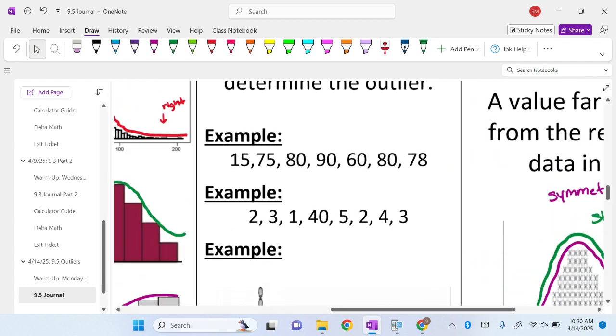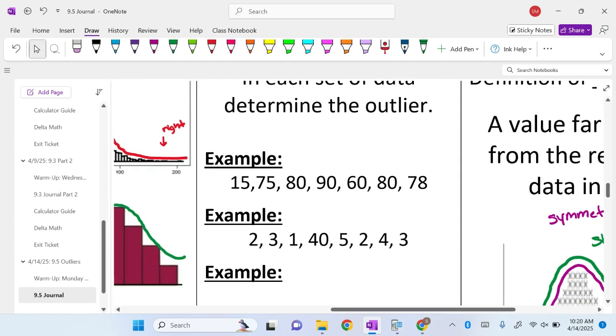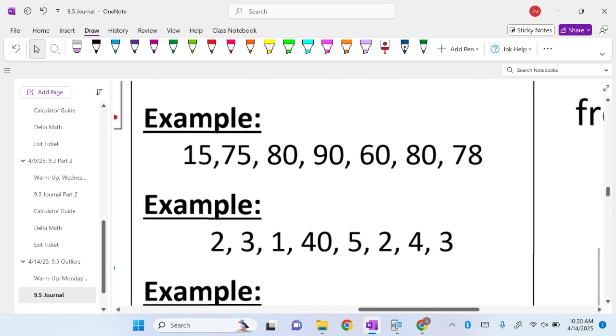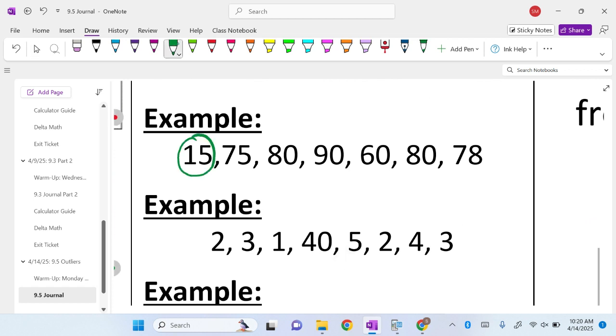All right. So, if we're looking at this first example, all right, sometimes the outlier is pretty obvious. What do you think is obviously the outlier? 15. It's way smaller than all of our other numbers. Now, we're going to actually use those two formulas that I gave you to check.